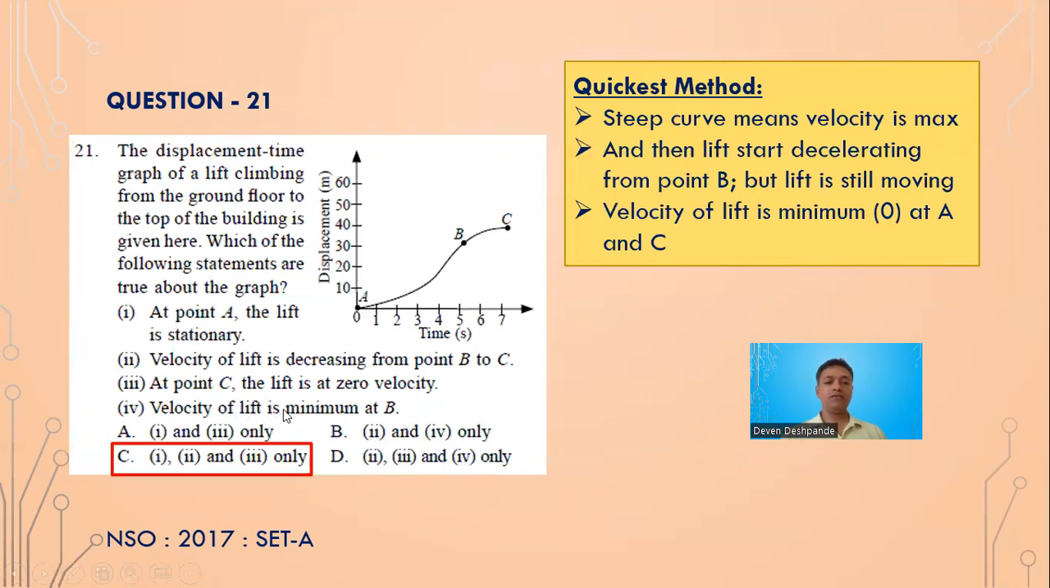The velocity of the lift is minimum at B. No, it is not minimum at B, isn't it? Because the velocity is increasing here. At B, the velocity is still very high, and from B the velocity will start decreasing, isn't it? But at B, the velocity is still very high.